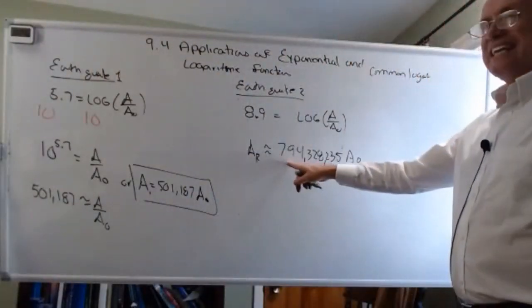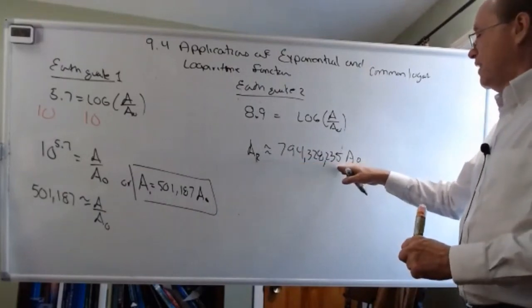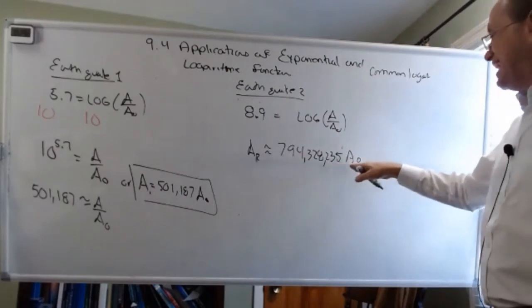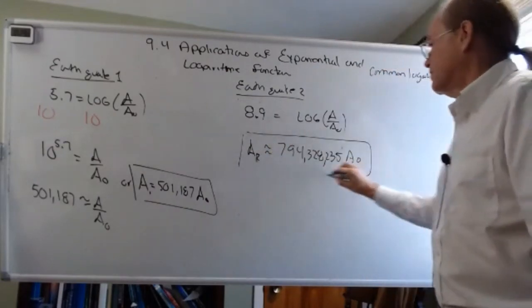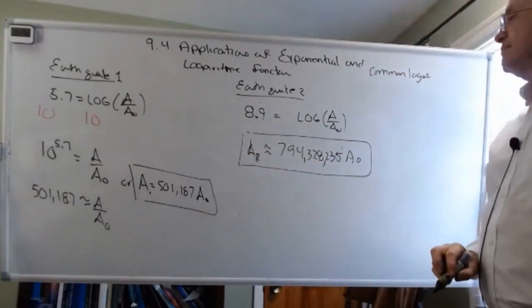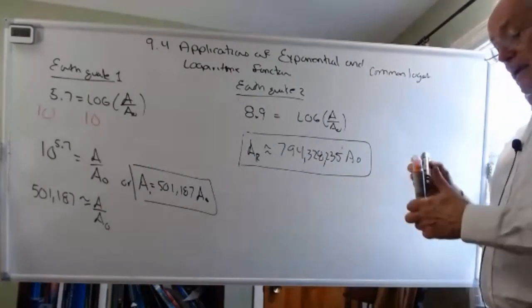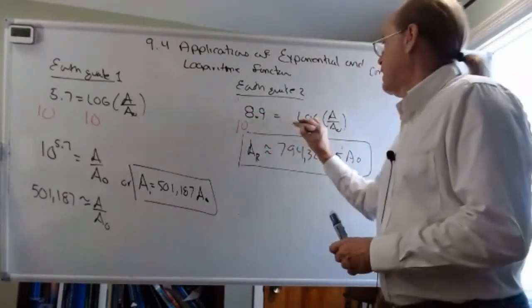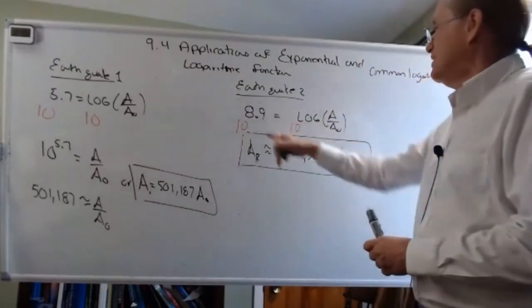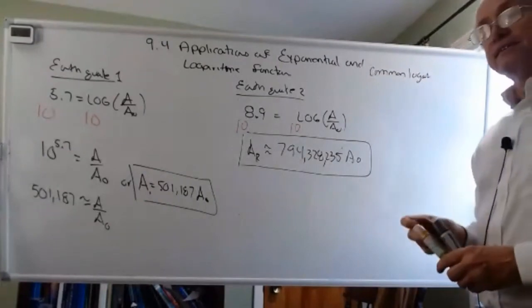They get 794,328,235, I rounded to the last place, times the initial background vibration in the earth. Is everyone getting that? Anyone want to see how I did that? Just raising 10 to that power, 10 to that power cancels, and then I just multiply both sides by A0.